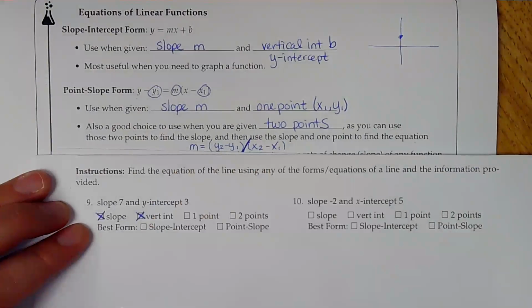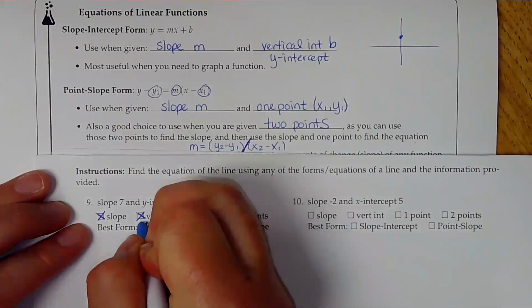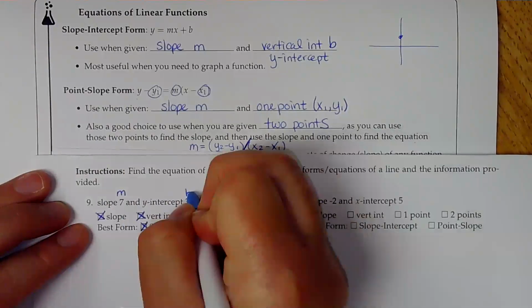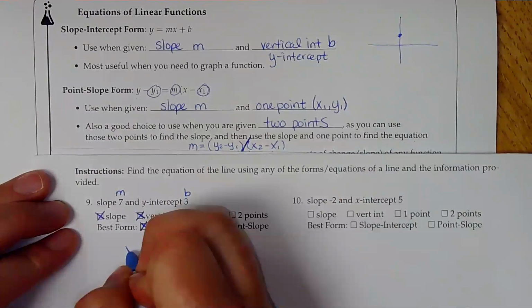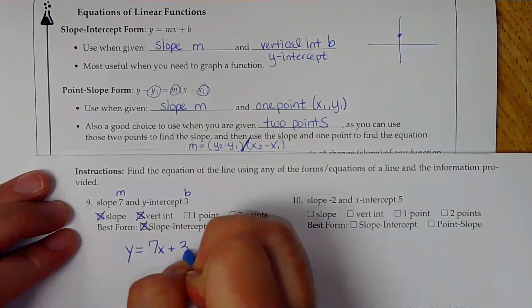And that means that the best form to use for this is going to be my slope-intercept form. Okay, so here's my m, and here's my b. So my equation is y is equal to 7x plus 3.